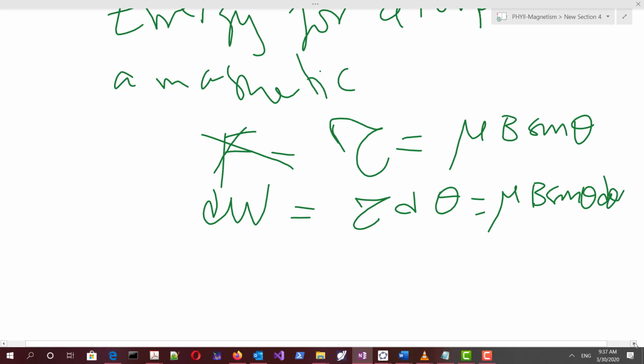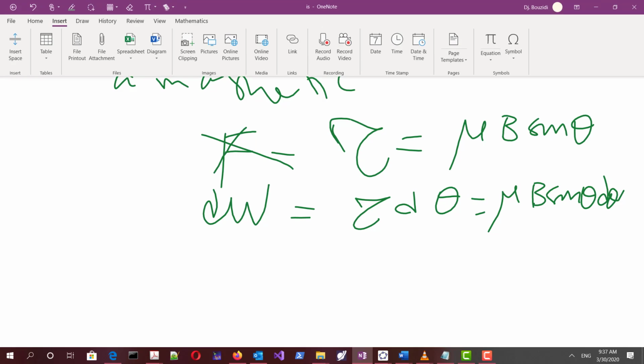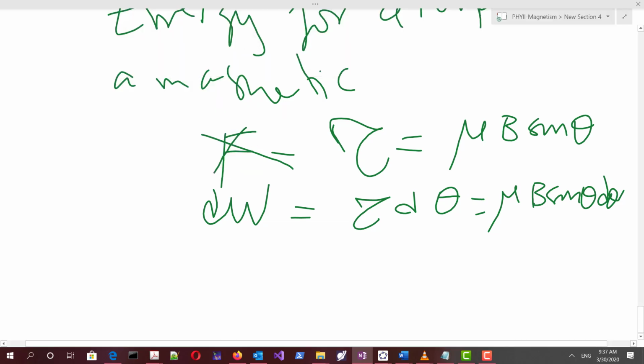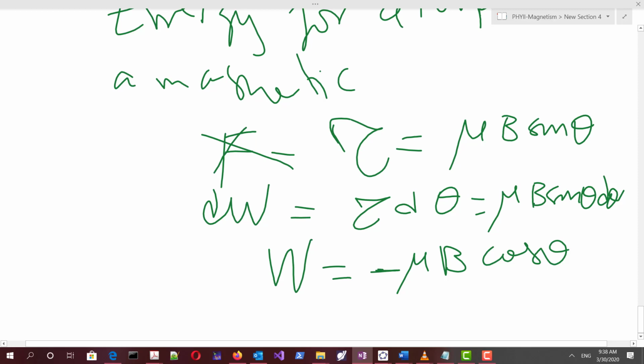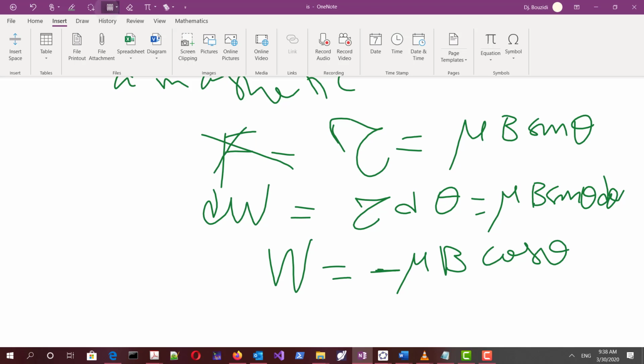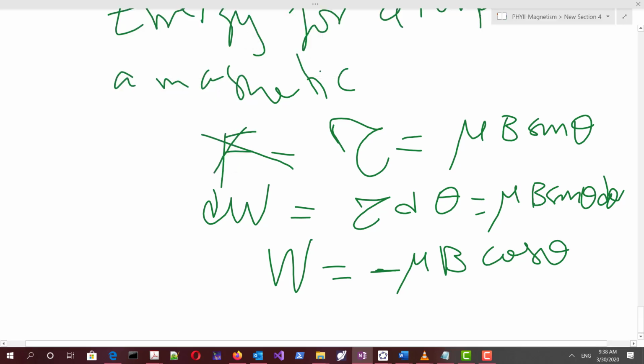If I work out the integral, trying to find the entire work that is necessary to displace a loop inside the magnetic field by a certain amount theta, all I have to do is integrate this expression, and that's going to give me minus mu B cosine theta. The reason, again, for the minus is because the integral of a sine is a negative cosine. Well, since mu is a vector, B is a vector, and theta is the angle between these two vectors, this is nothing but the dot product.